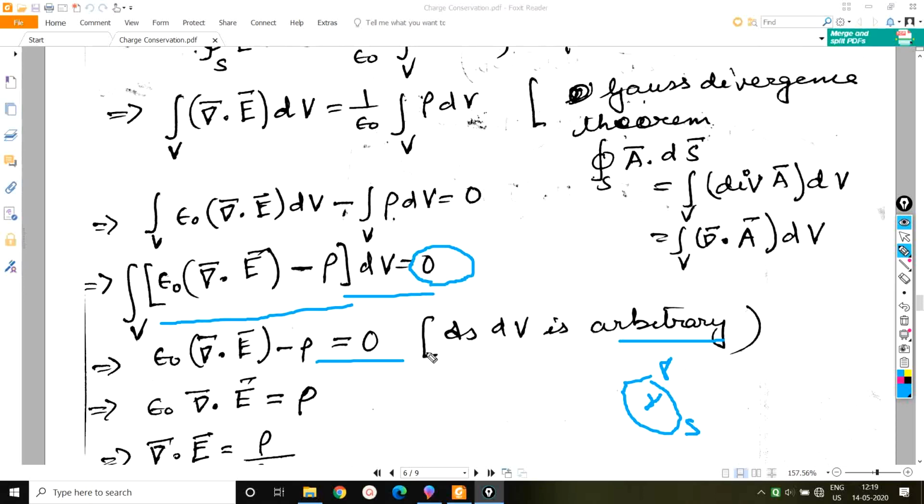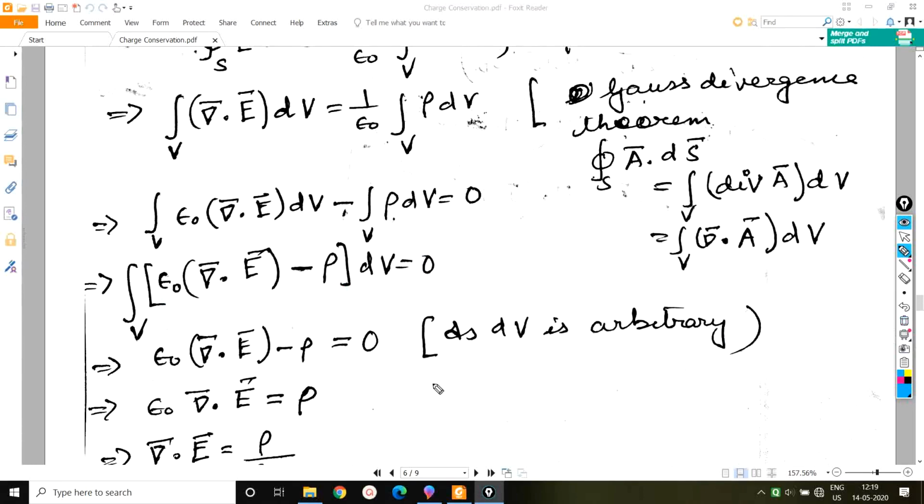Since it is true for any arbitrary volume, if the result of this integration comes out to be 0 for any arbitrary volume, it is only possible if this integrand, epsilon 0 del dot E minus rho, equals 0. Otherwise, it's not possible. So the volume integration of epsilon 0 del dot E minus rho dV equals to 0 is possible for arbitrary dV only when the integrand is itself 0.